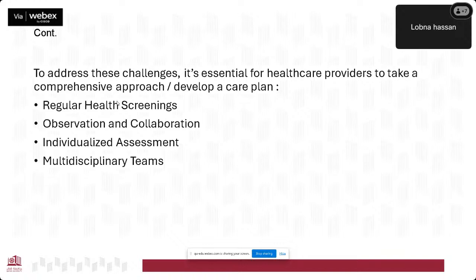Individualized assessment: recognize that each child on the autism spectrum is unique. An individualized assessment considering the child's communication ability, sensory sensitivity, and behavioral pattern is also crucial. Multidisciplinary team: we need to collaborate with specialists from various fields to address comorbidity in children with autism, such as neurology, gastroenterology, psychiatry, and sleep medicine.